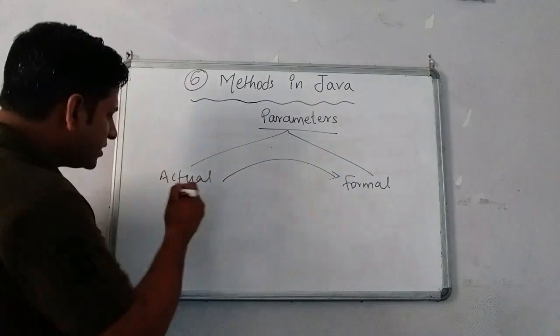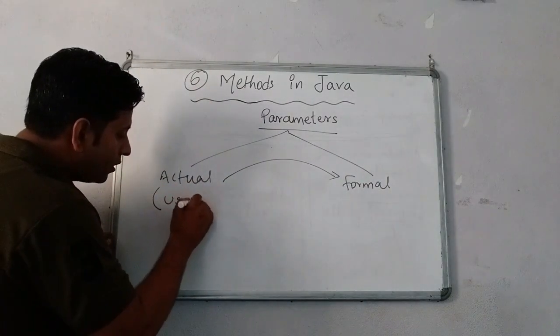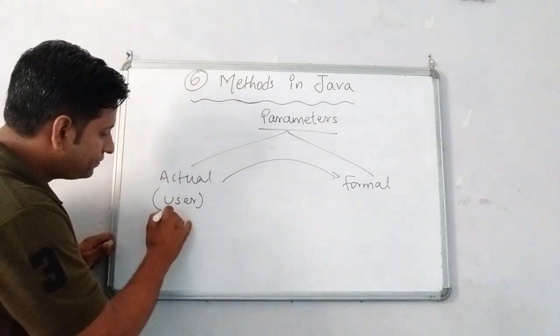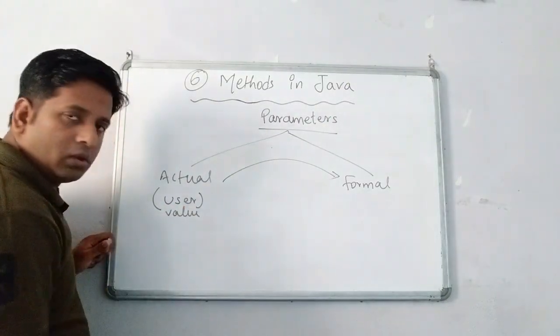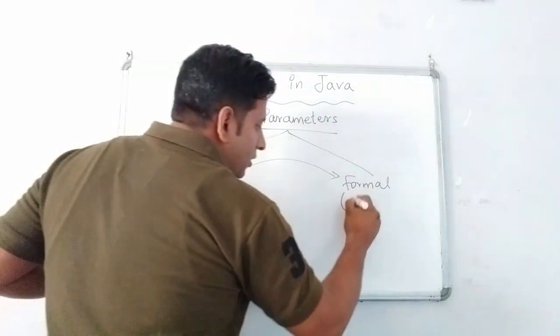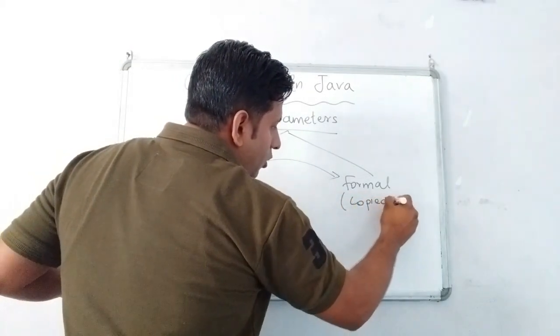So what we can say, this is the user value, and this is the copied value.